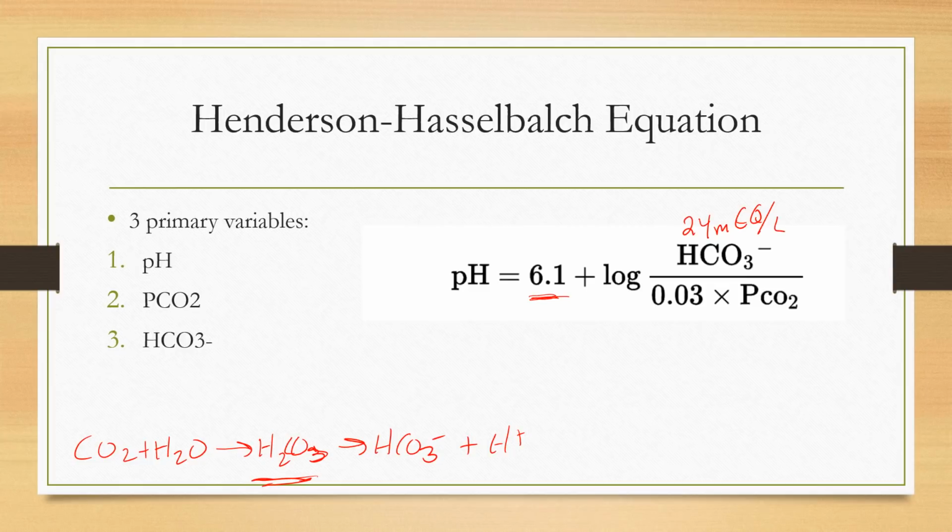So the normal amount of bicarb in our body is 24 milliequivalents per liter. A PCO2, let's say an arterial PCO2, is about 40 millimeters of mercury. We're going to multiply that by the 0.03. So 0.03 times 40 is 1.2, and we have 24 divided by 1.2, which is 20.